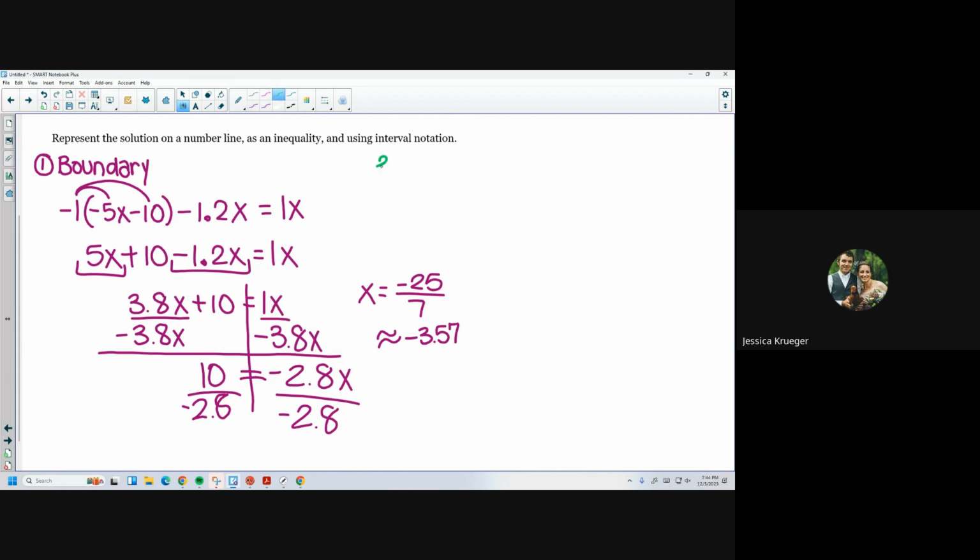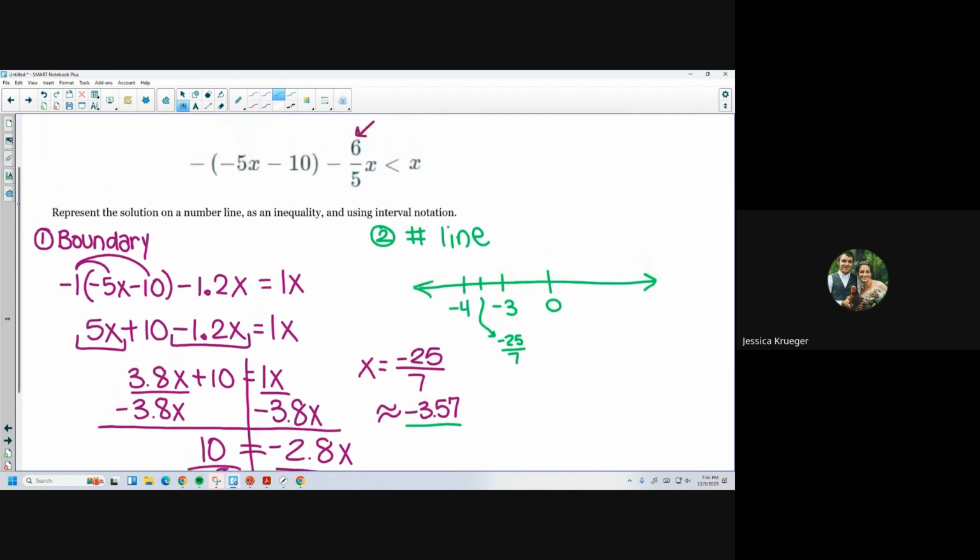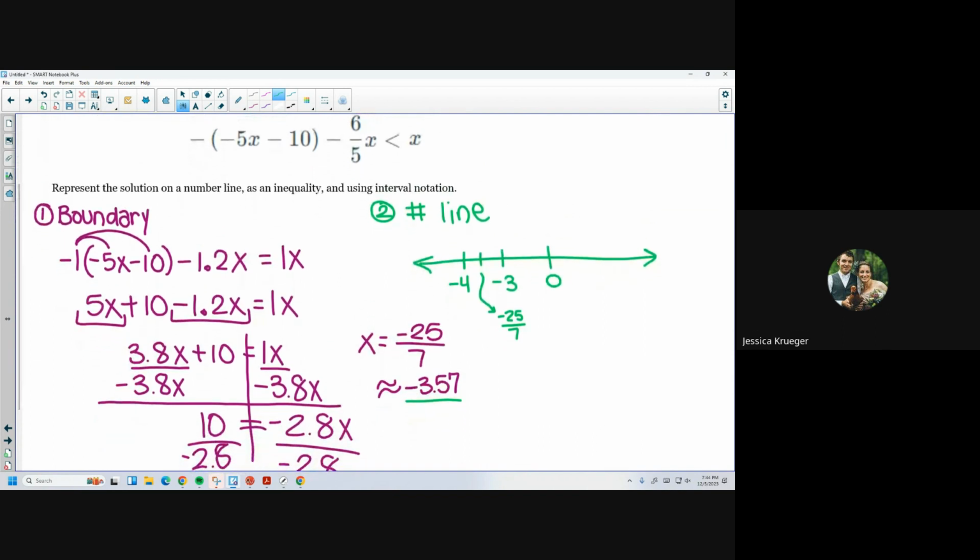Okay, so step 2 is my number line. So I've got 0. I know negative 3.57 is between negative 3 and negative 4. So I'm going to put my solution right about here, and I want to make sure I indicate what that is. So negative 25/7. Now I need to figure out what kind of circle goes there. So I look back at my inequality. It's less than, not less than or equal to, so it's an open circle.